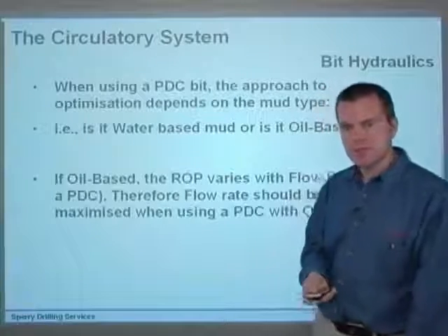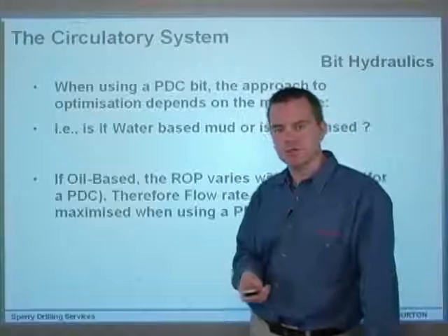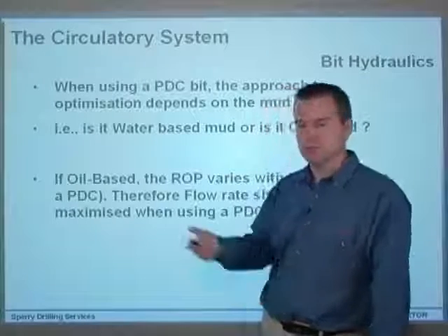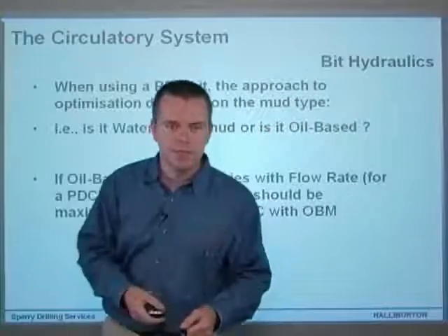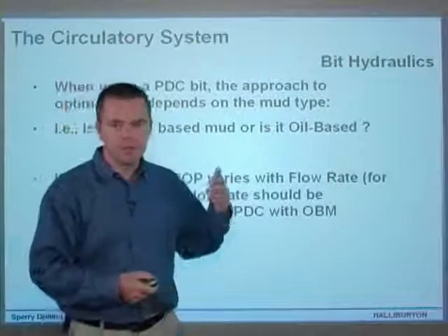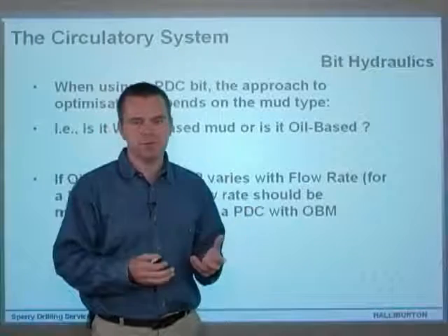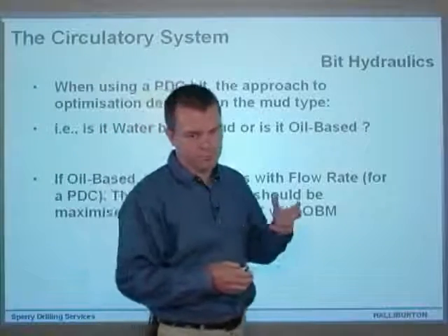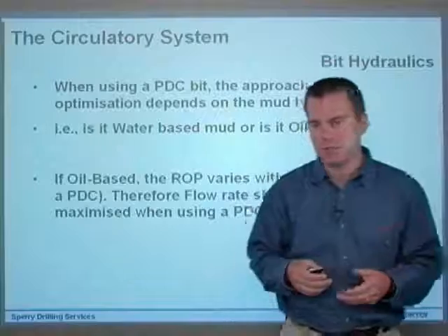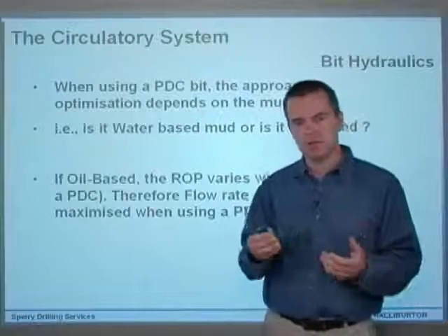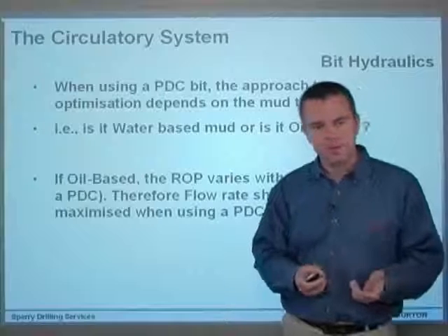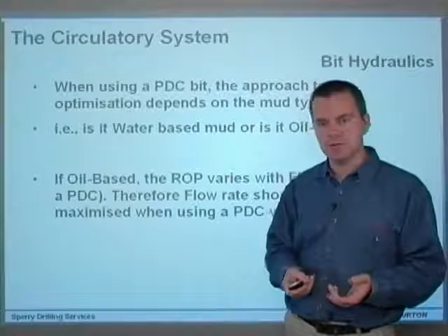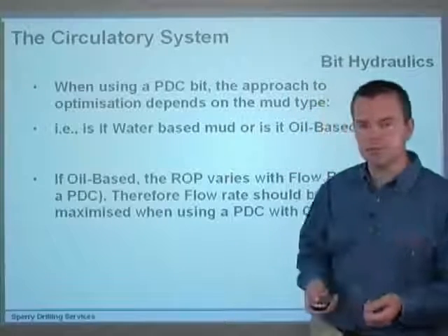Now, when you're using a PDC bit, the approach to optimization depends totally on mud type. Is it a water-based mud, or is it an oil-based mud, or an invert emulsion? If it's an oil-based mud, the penetration rate varies with the flow rate. For a PDC, this is fairly true. The penetration rate does vary with the flow rate. That's generally accepted. Therefore, flow rate should be maximized when you're using a PDC with oil-based mud.